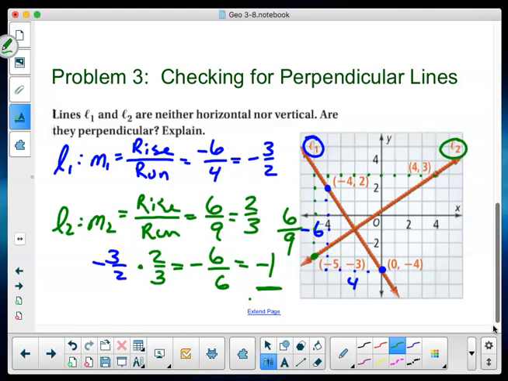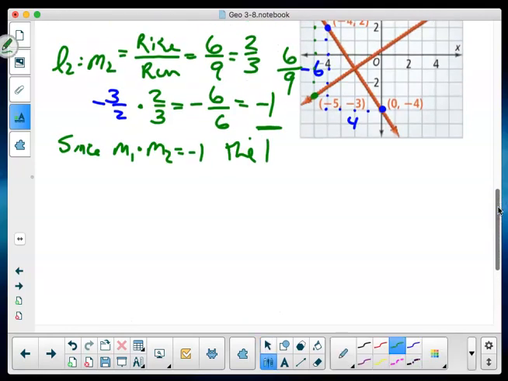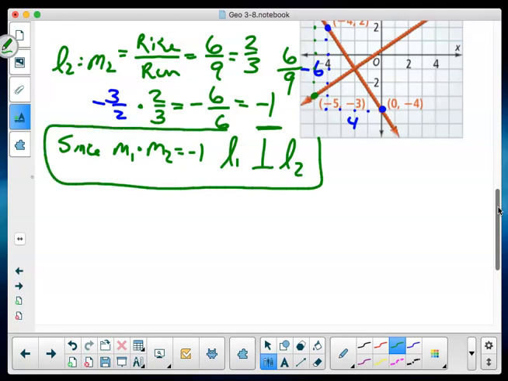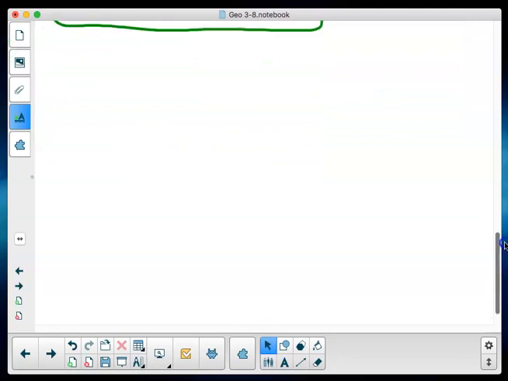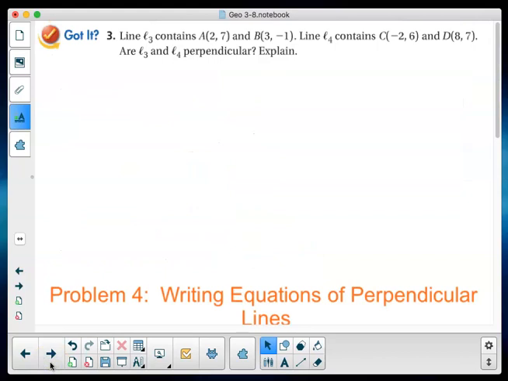Since slope 1 times slope 2 is equal to -1, let's say it this way: L1 is perpendicular to L2. And that is my final answer, and I have all that information to support my final position. Okay, so that's what we've got. Let's slide on here.